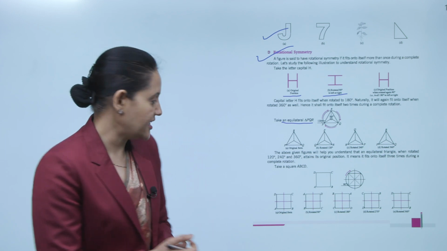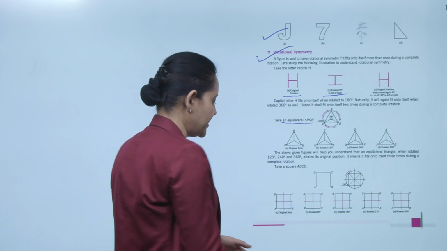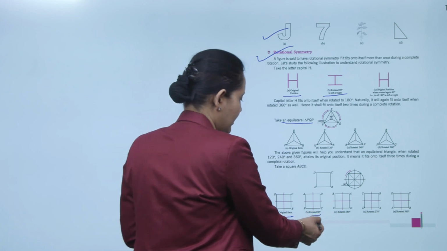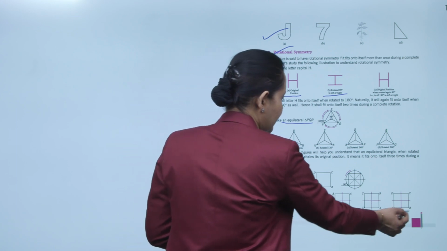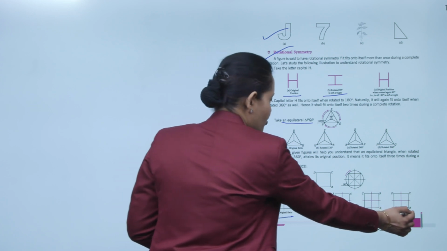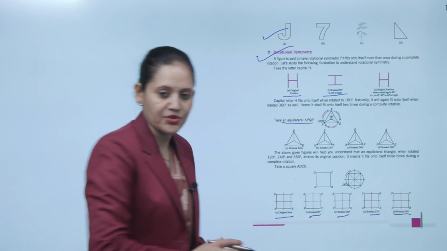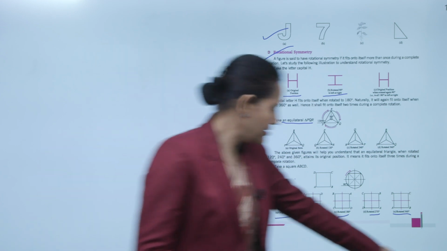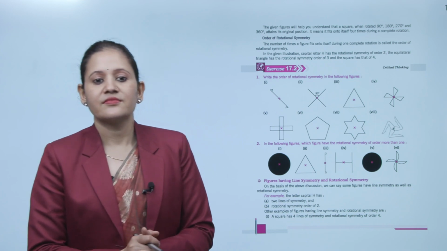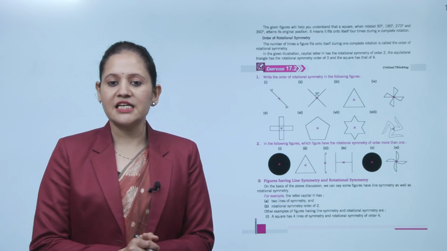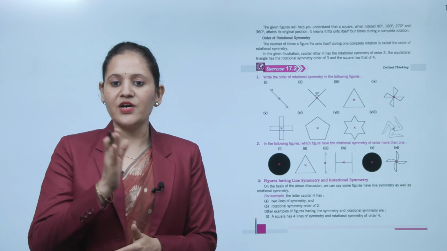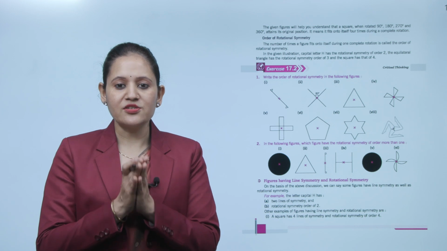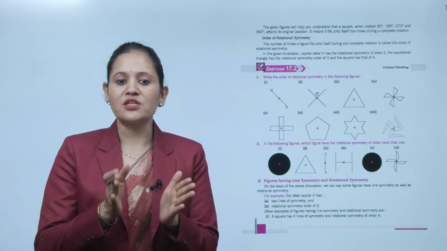Take a square ABCD. This is a square ABCD. This is the original position. Now we'll rotate 90 degree, then 180 degree, 270 degree and 360 degree. So 4 times it looks like its original position. So it has 4 lines of rotational symmetry. The given figure will help you understand that the square when rotate 90 degree, 180 degree, 270 degree and 360 degree attain the original position. It means it fits into itself 4 times during the complete rotation.